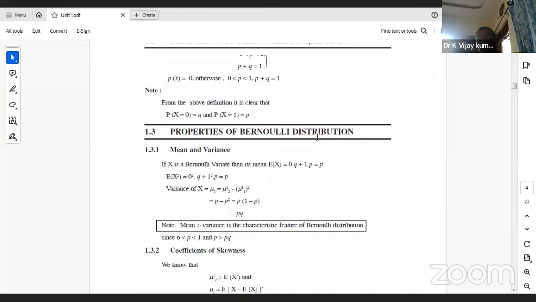Properties of the Bernoulli distribution: mean and variance. If x is a Bernoulli variate, then its mean E of x is equal to 0 into Q plus 1 into P. 0 into Q is 0, 1 into P is equal to P. For E of x square, 0 square is 0 and 1 square into P is equal to P.